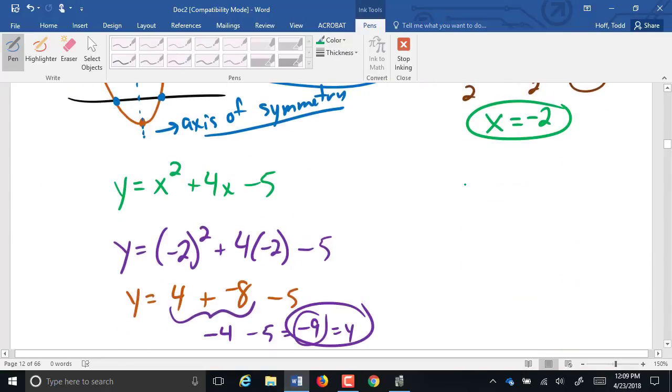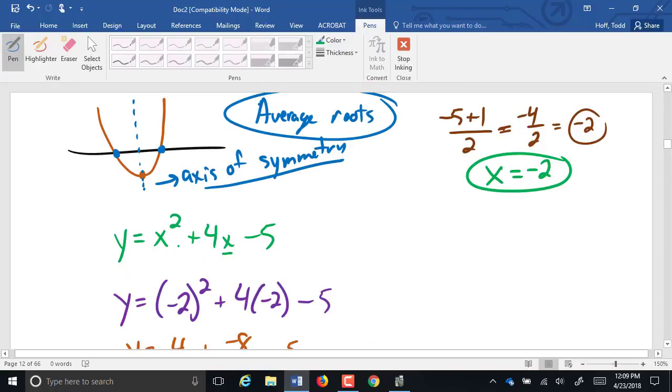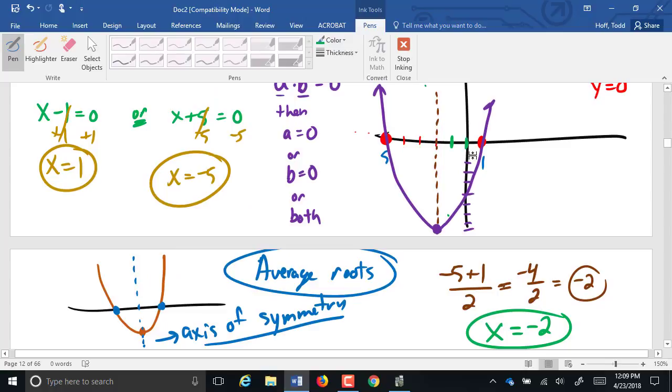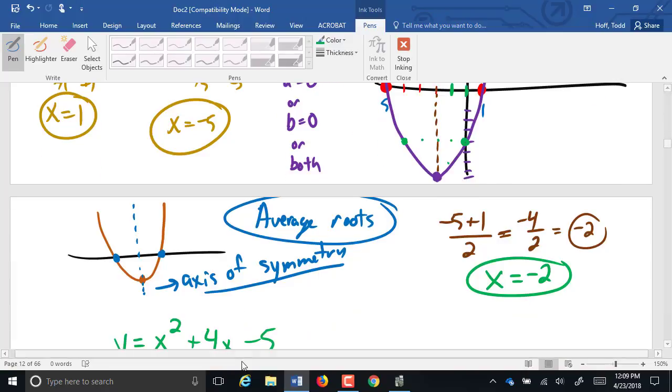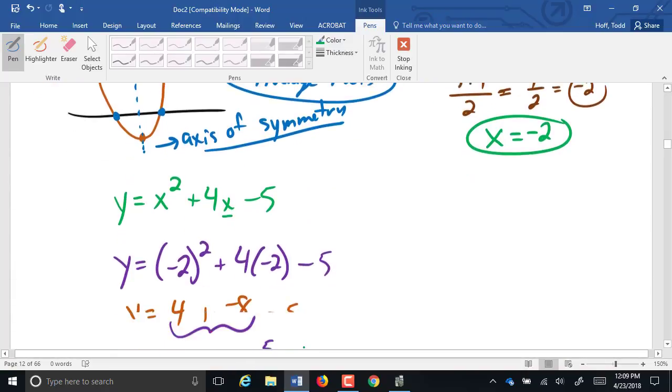If x is 0, it'd be easy. Put 0 in here, y has to be negative 5. So x is 0, y is negative 5. One of the advantages to the axis of symmetry is we know there's another point on the opposite side of the axis in the same location. Let's do a full example of graphing that without all the little sidetracks.